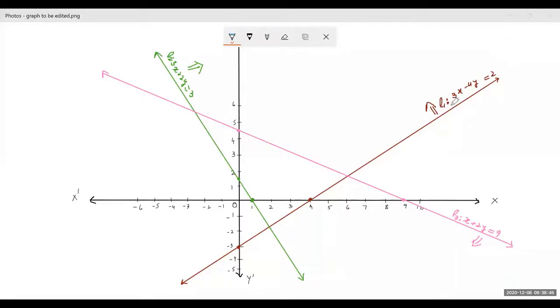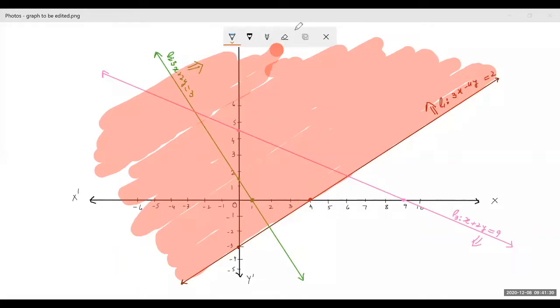Now let's shade the solution regions of all the inequalities one by one. First of all, I'm going to shade the solution region of this inequality. And you can see I will shade this whole region on the above side of this line. Here you can see the whole solution region of this inequality has been shaded red.